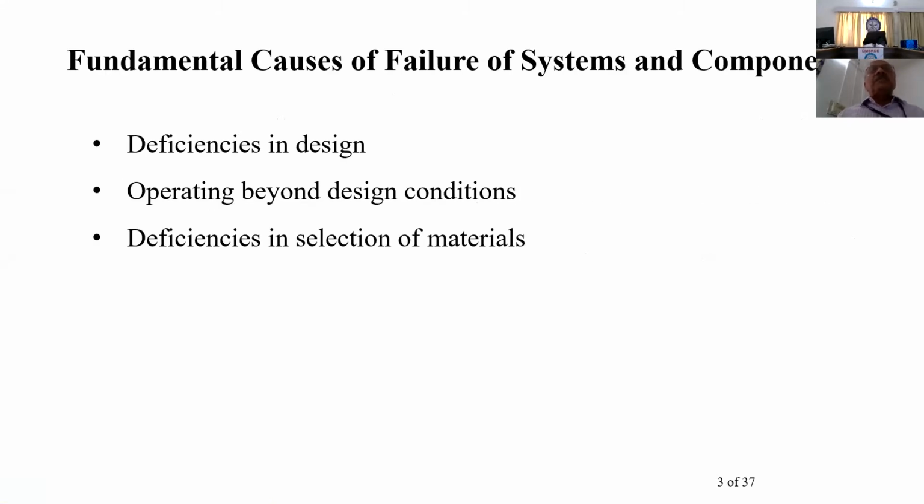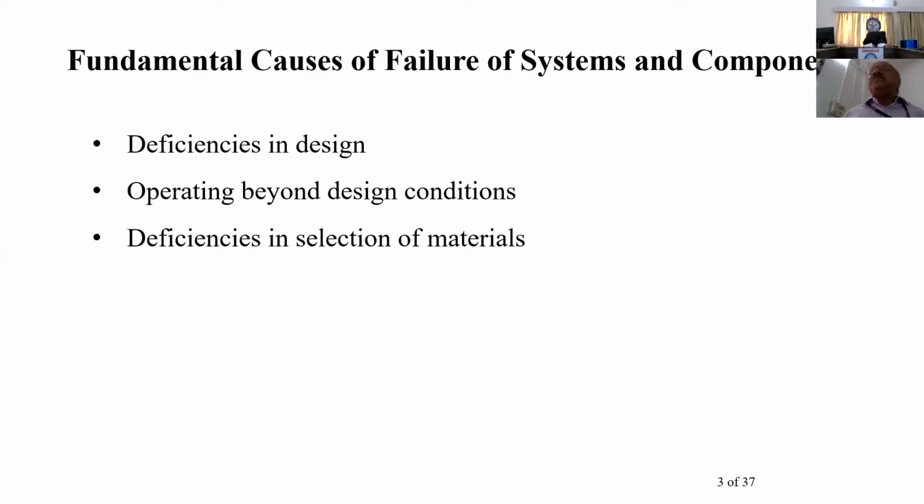And then what are the fundamental causes of failure of systems and components? Of course, we are talking in the metallurgical context. The fundamental causes of failure are, one, a deficiency in the design, that means the design was not proper. Or we have operated the component beyond the design conditions, maybe in terms of higher temperature of operation or overloading or whatever.